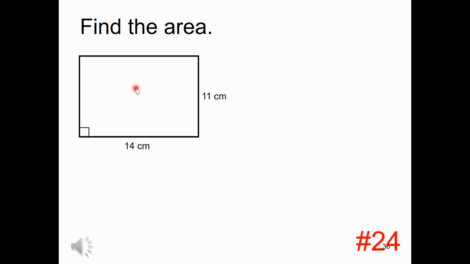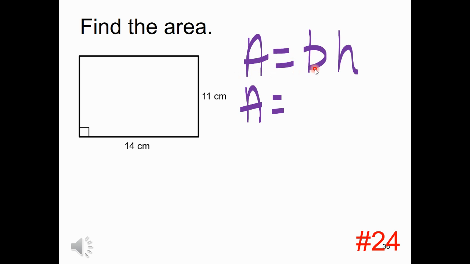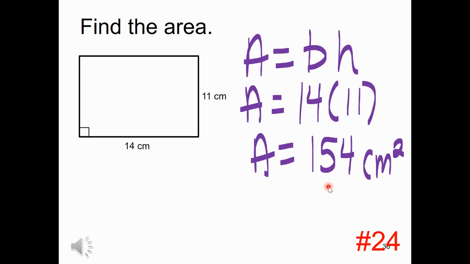Okay, again, we have another rectangle. They want us to find the area. So the formula for area of a rectangle is A is equal to base times height. We're going to substitute in our base is 14 and our height is 11. 14 times 11 is 154 centimeters squared.